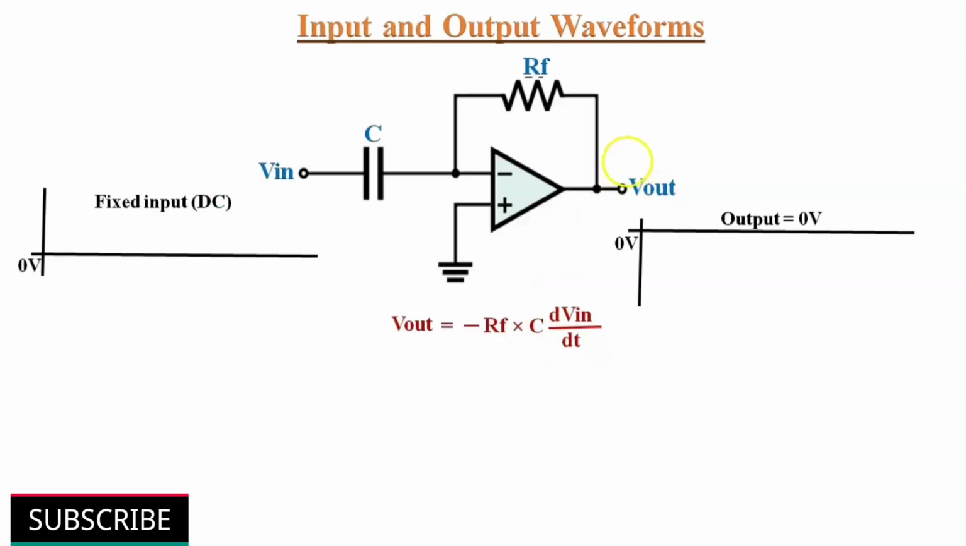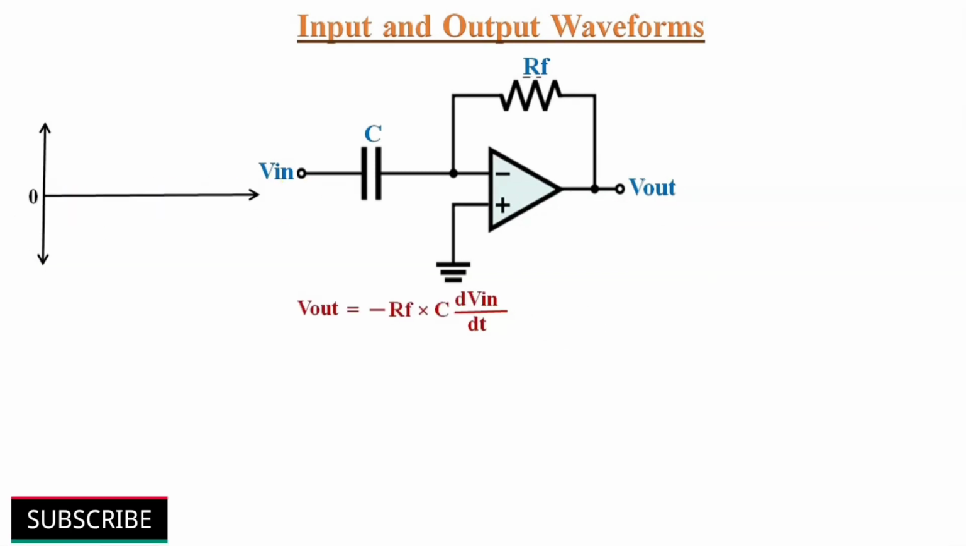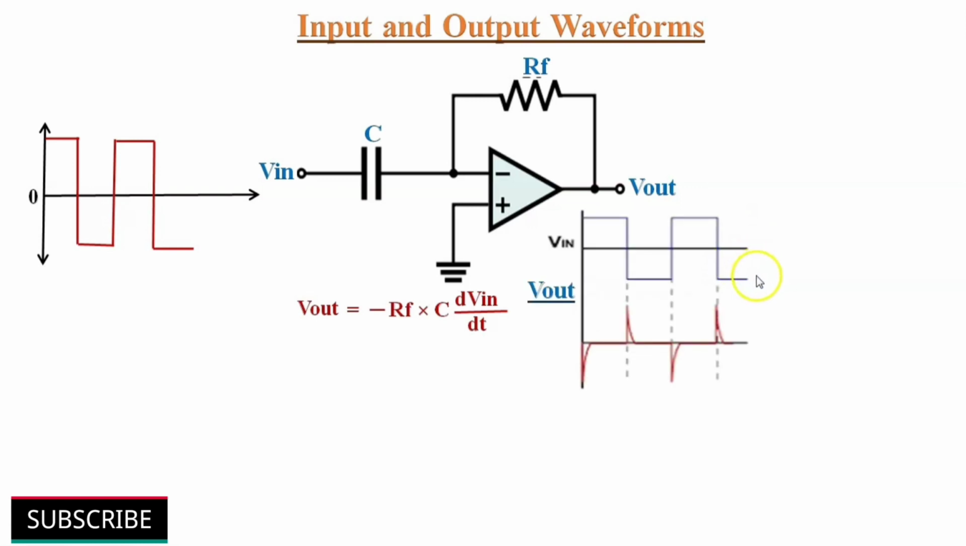Let us now see the output waveforms for different input signals. When a fixed DC level with an amplitude of 3 volt is applied to this differentiator circuit, the output voltage is 0 volts because dVin by dt equals 0. But practically the output is not 0. Since the input step wave takes some time to rise from 0 to 3 volt, hence the output voltage appears like this. If the input of the differentiator circuit is changed to a square wave, the output of the differentiator has positive and negative spikes where the input waveform transitions are happening.